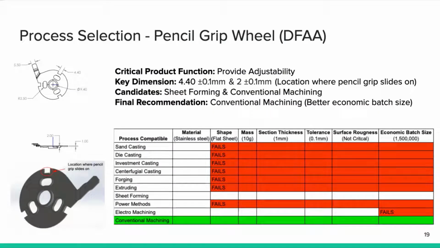Here is the process selection for the pencil grip wheel for design for automated assembly. The critical product function is to provide adjustability with the key dimensions of 4.4 and 2 millimeters, which is the location where the pencil grips slide on and is highlighted in the picture below. Based on the part specifications and features shown in the process selection chart, conventional machining is recommended over sheet forming due to its better economic batch size.